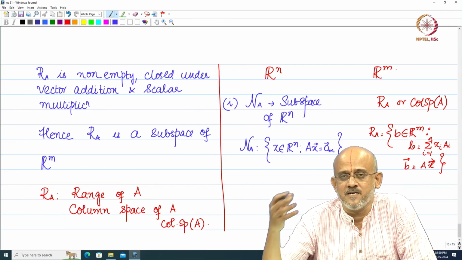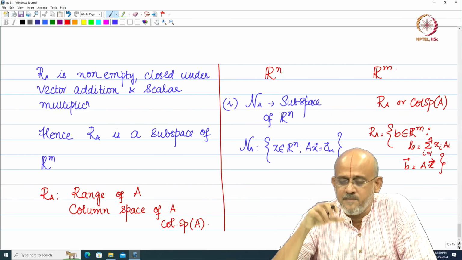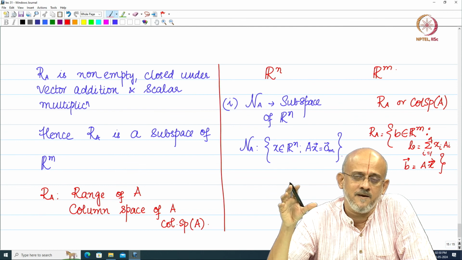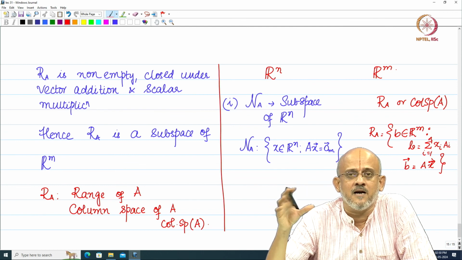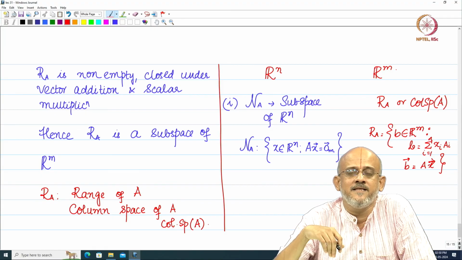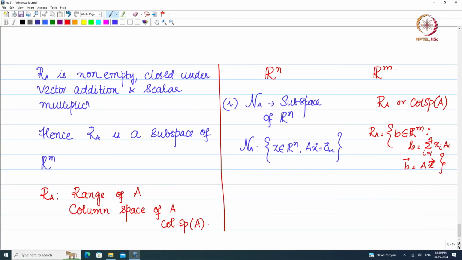So, the agenda for the next lecture would be the geometry of the column space of A. How is it going to look like? Are we going to have something similar to what we had in the previous case, like a line passing through the origin, a plane passing through the origin, and so on. So, that is what we are going to look at in the next lecture.